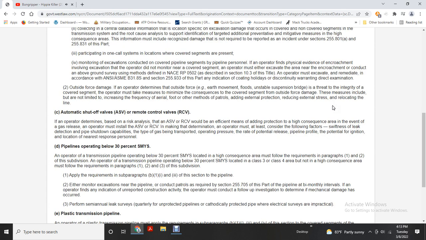Outside force damage. If the operator determines outside force damage is a threat to the integrity of the covered segment, the operator must take measures to minimize the consequence to the covered segment from outside force damage. These measures include, but are not limited to, increasing the frequency of aerial, foot, or other methods of patrol, with additional external protection, reducing external stress, and relocating the line.